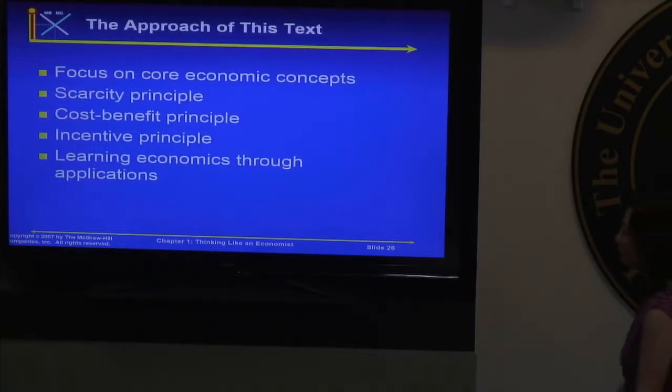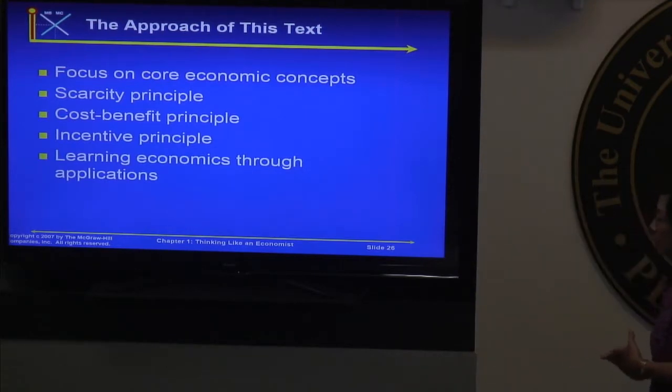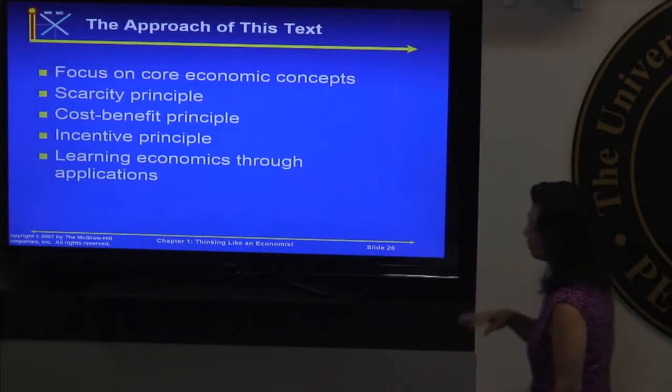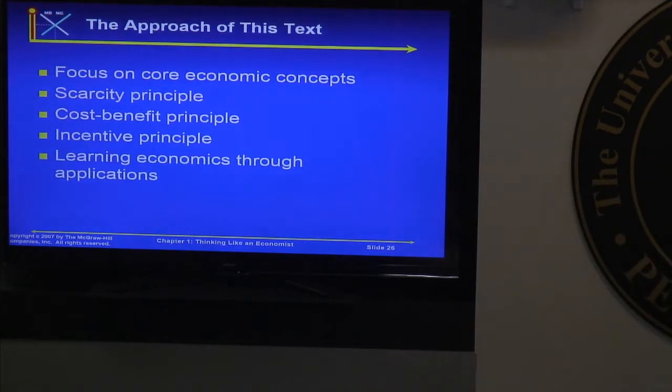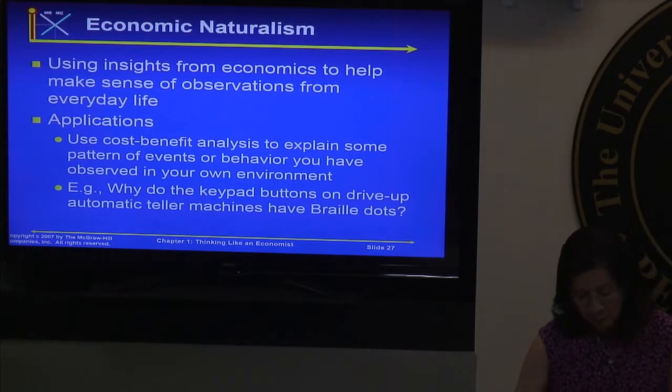Okay, a very quick summary about this chapter before I get to chapter 2. We talk about scarcity principle, and because you can't have everything, then you have to practice trade-off. Cost-benefit principle, that's what we've been talking about. Incentive, we haven't really talked about it that much. Learning economics through application. This is the last slide I have, and then I'm moving to chapter 2 very quickly.